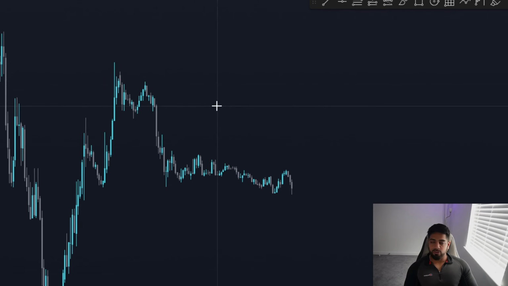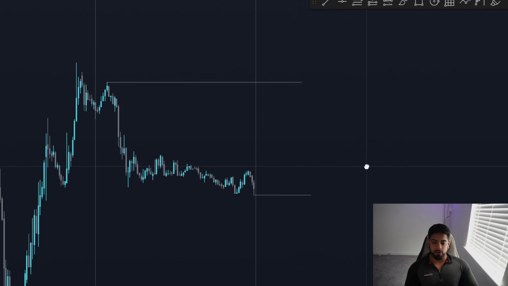So we come into our charts nice and early, 8 o'clock in the morning, and what we're going to do is identify the times between midnight and 7 a.m. UK time. So let me put a line right here at 7 a.m. and then another one right here at midnight. So now that we understand that this is the window that we're looking inside, we can clearly see that this is now our highest point, and this becomes our lowest point inside of this range.